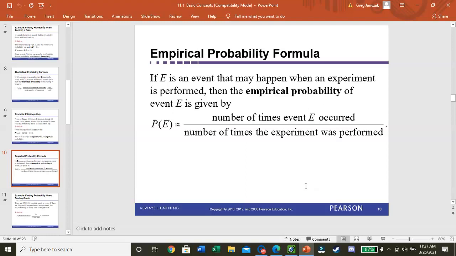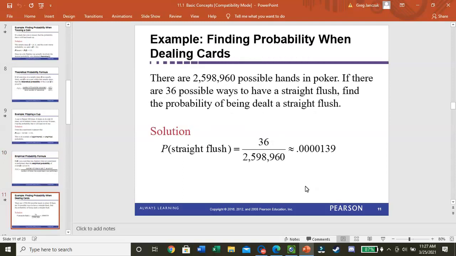Okay, so empirical, so again, number of successes over the total. Number of times the event occurred over the total. Again, basically it's just number of times that event occurred over the total. So the total is always in the denominator. Okay. There's 2,598,960 possible hands in poker. If there are 36 possible ways to have a straight flush, okay, find the probability of being dealt a straight flush.